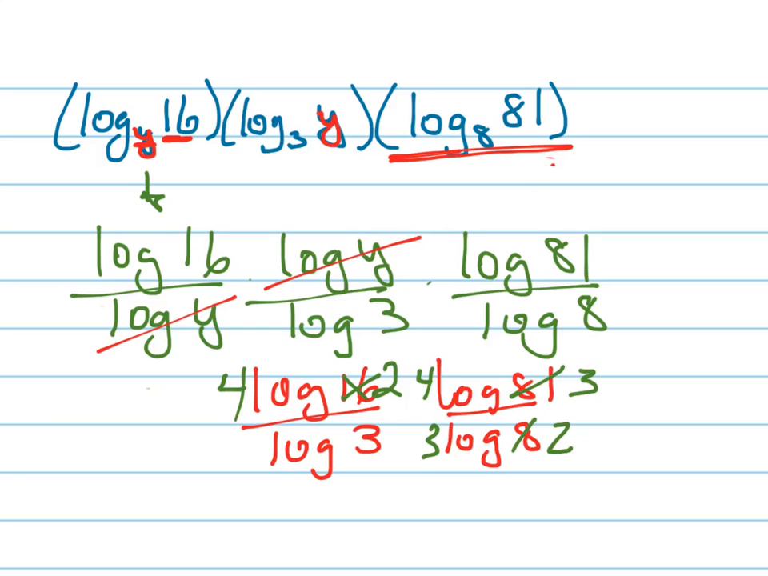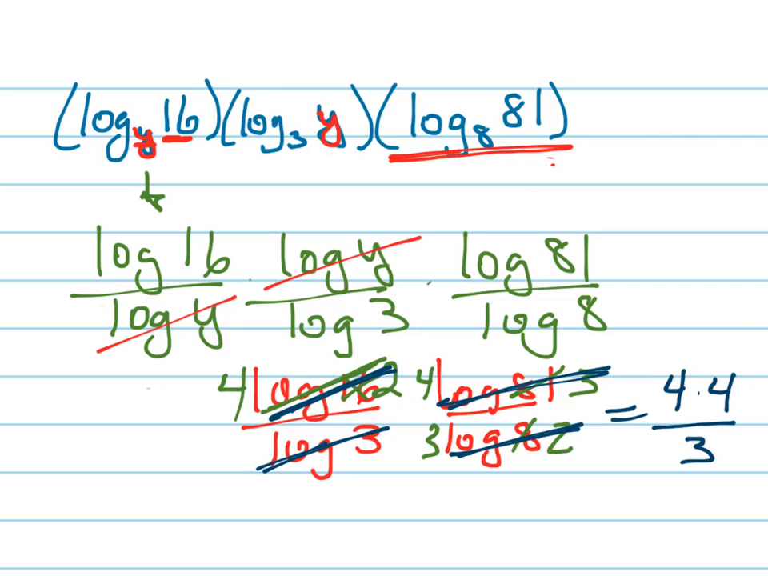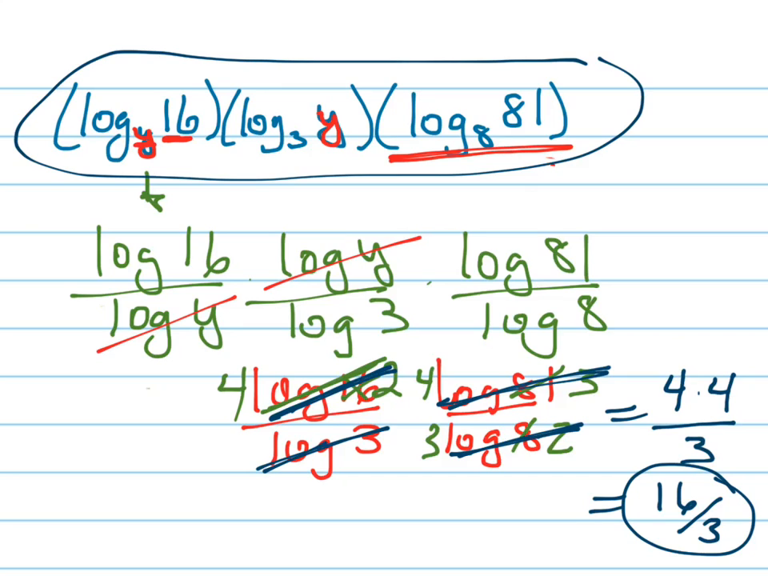So now I can cancel out the log base 2. Again, let me change colors. Let me cancel out the log base 2 with this log base 2 down here, the log base 3 with this log base 3 down here, and I just get 4 times 4 all over 3, which is 16/3. And that's your answer. So this whole thing just simplifies into 16/3.